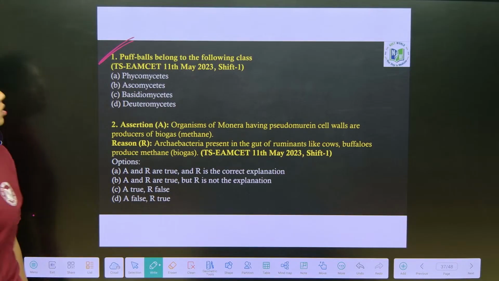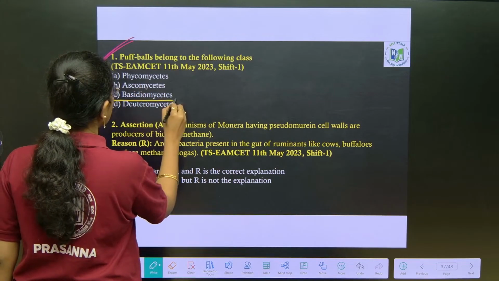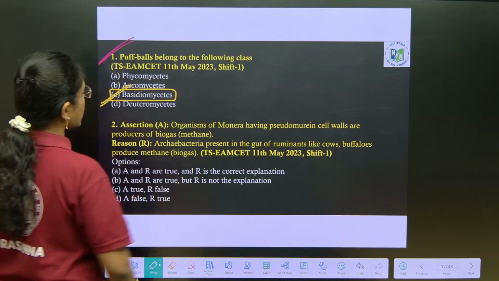Yeah. So, here you see puffballs belong to the following class. Which class? Puffballs? Basidiomycetes. Option C is the right answer.